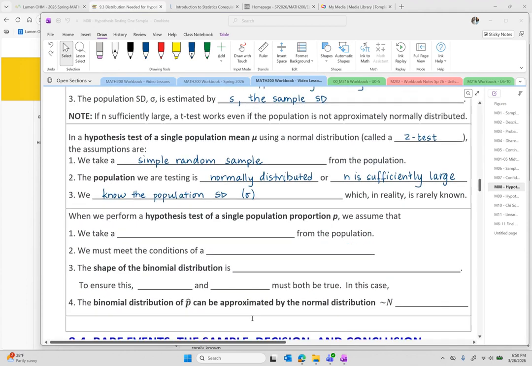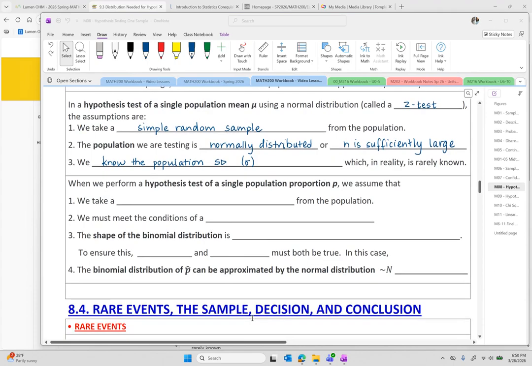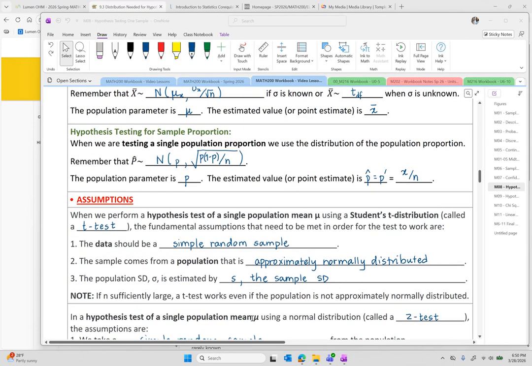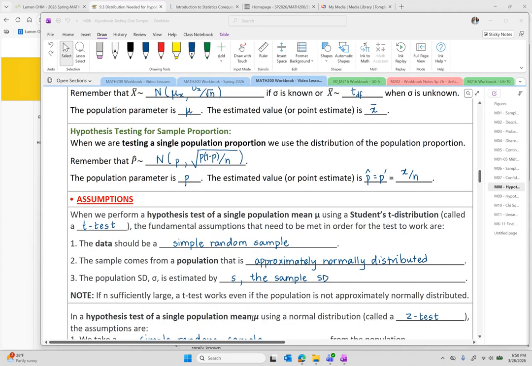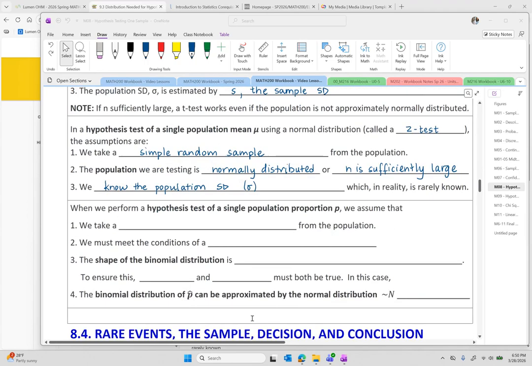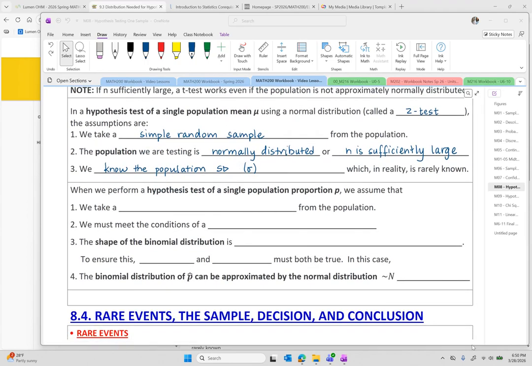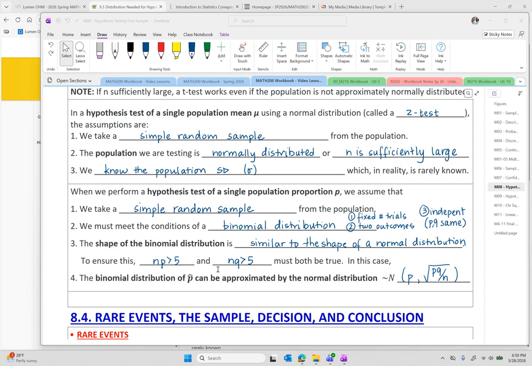And finally, when we perform a hypothesis test for a single population proportion p, we will assume the normal distribution for the proportion of the sample, and our assumptions will be that we will have selected a simple random sample using one of the sampling techniques we have learned. We will meet the conditions of a binomial distribution, which is a fixed number of trials. We will ask the question to a certain number of individuals in our sample. We will have two outcomes.